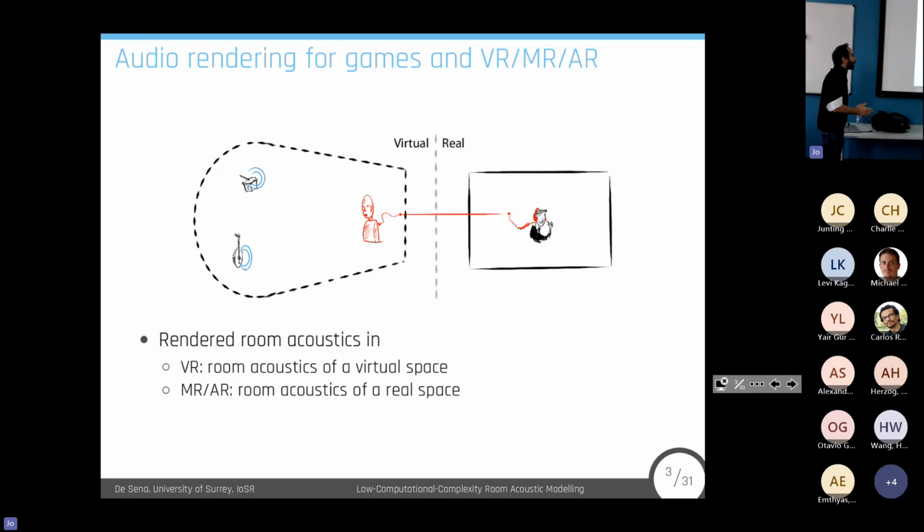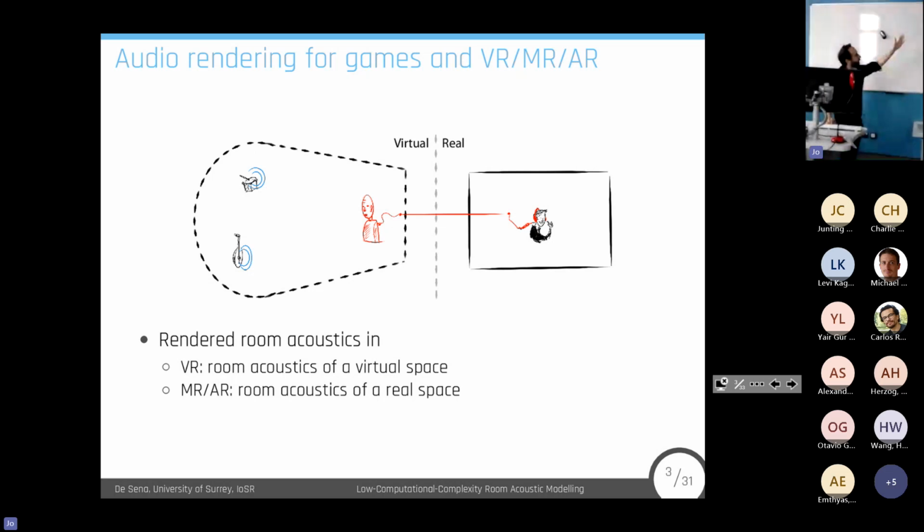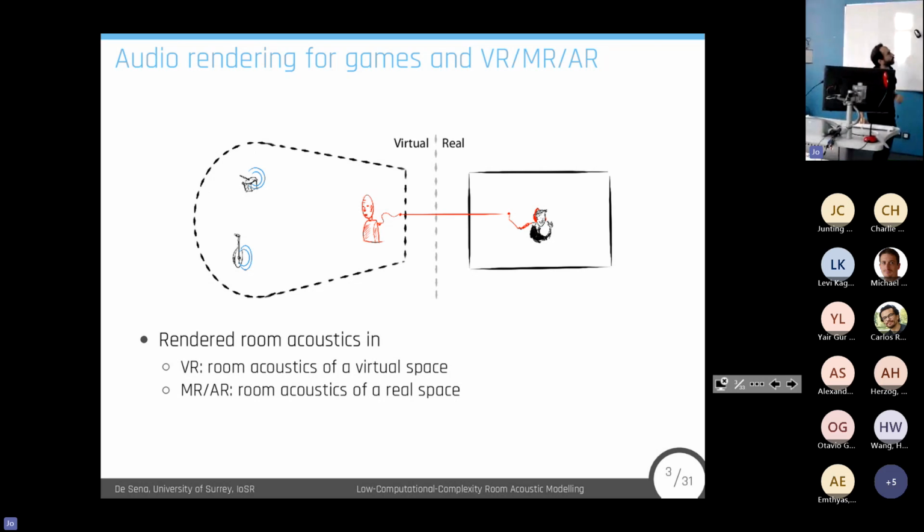In the case of AR and MR, you're trying to simulate the acoustics of the real space. So imagine you're wearing an AR headset or whatever, you want to estimate the acoustics of the real space with whatever method you want, and then simulate that so that the virtual elements that you're rendering sound the same as the real ones. So there needs to be that consistency between the virtual elements and the real elements in the room. So that's what we mean by room acoustics, and which room acoustics we want to render in these applications. There are, for instance, some sound sources in the virtual space, and we want to render the room acoustics and make the person feel like they're transported into that space.